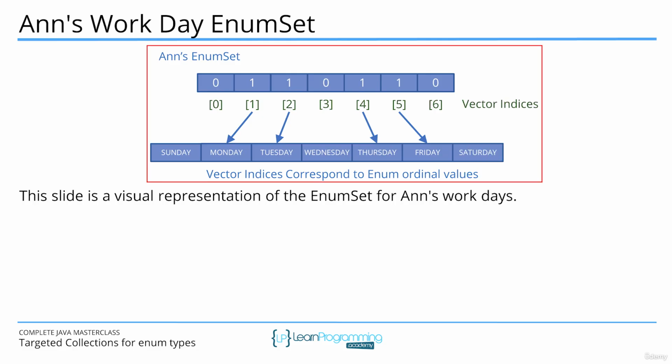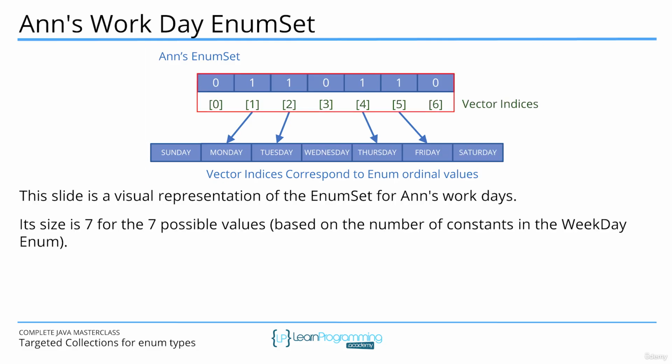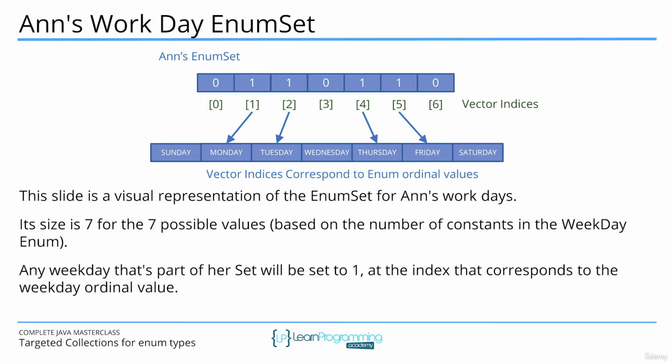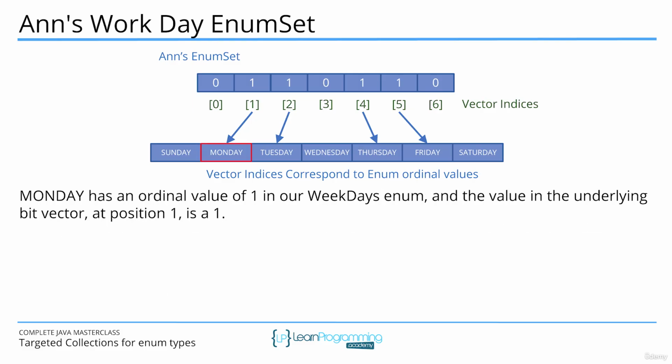This slide is a visual representation of the enum set for Anne's work days. Its size is 7 for the 7 possible values based on the number of constants in the Weekday enum. Any weekday that's part of her set will be set to 1 at the index that corresponds to the weekday ordinal value. Monday has an ordinal value of 1 in our Weekday enum, and the value in the underlying bit vector at position 1 is a 1. This means Monday is part of Anne's enum set.